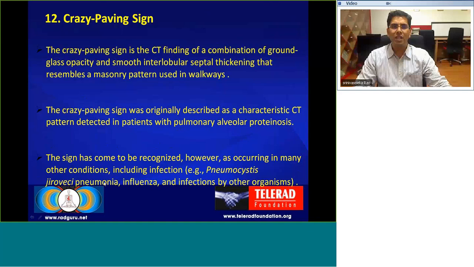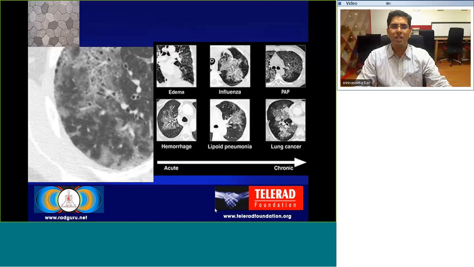However, the sign has been seen in a number of other conditions like Pneumocystis jirovecii pneumonia, influenza, or other viral infections. This is how it looks, a classical example. You see multiple patchy ground glass opacities with some interlobular septal thickening. This patient also has some cystic lucencies associated with the disease process.